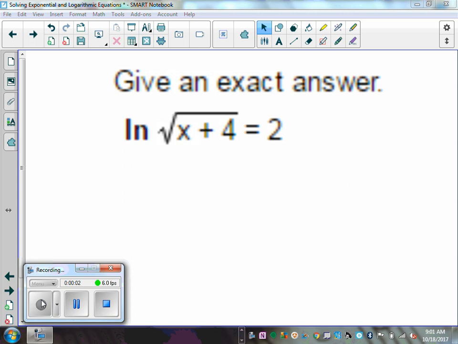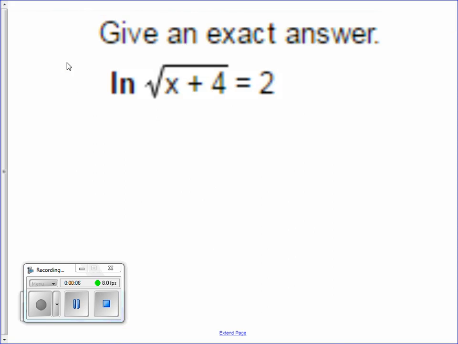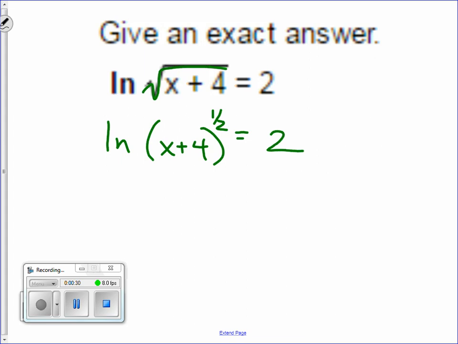Okay, it says give an exact answer. If they want an exact answer, we're going to have to do this without our calculator, right? What have we said about logarithms? Logarithms are exponents. And since logarithms are exponents, radical symbols don't really fit with what we're trying to do. So because there's this radical symbol within this logarithm, I'm going to write that as a fractional exponent.